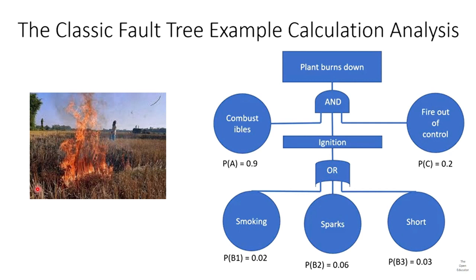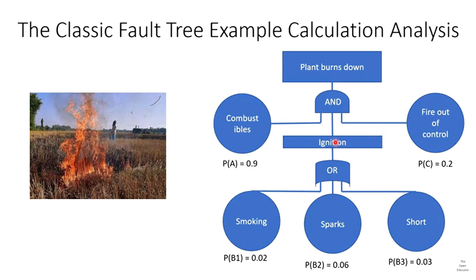Okay, so take for example in this photo we have the plants. Maybe this is just a rice field and then it was burned. So the problem is plant burns down. So we have used here the AND gate. So if the AND gate was used, you need to satisfy all of the conditions. Okay, so in this case, combustibles. So probably there are some chemicals that are present in the scenario. Also ignition, which triggers the combustibles, and then the fire was out of control.